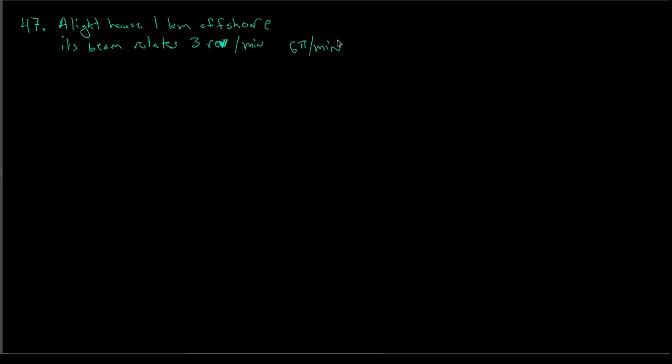And so what we want to know is how quickly does the image move down the shoreline when the image is a kilometer away. So let's see here. Let's get a little bit of the drawing here. So how fast is the image moving? One kilometer down the shore.